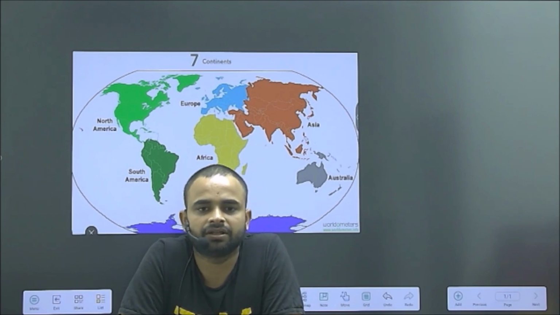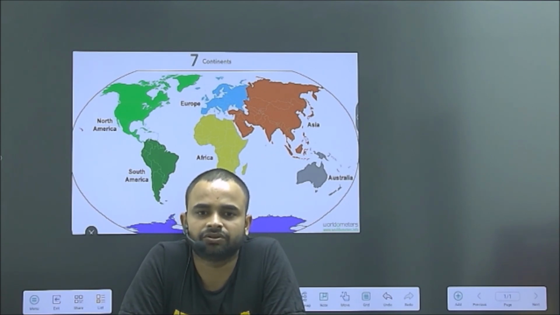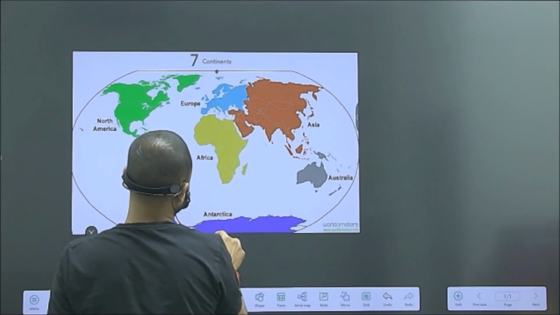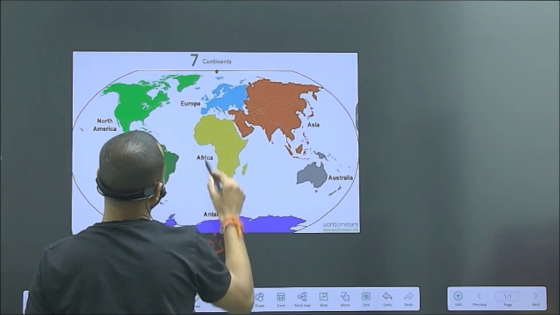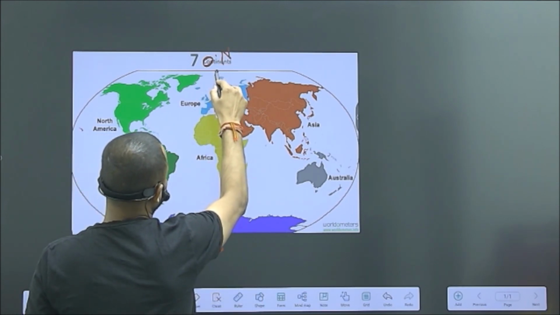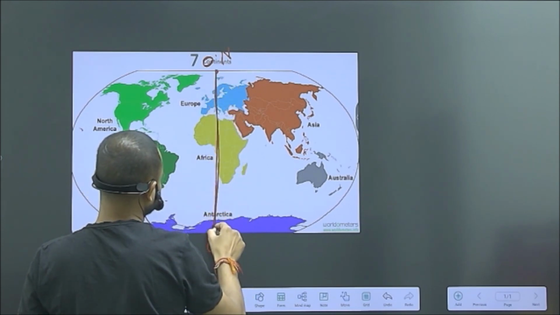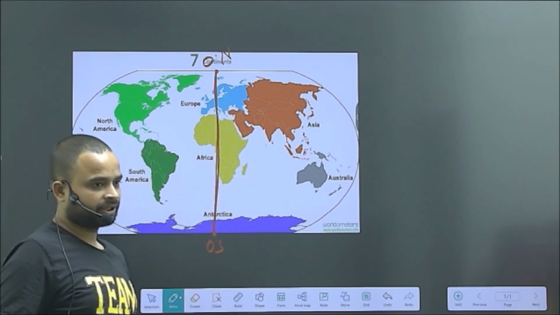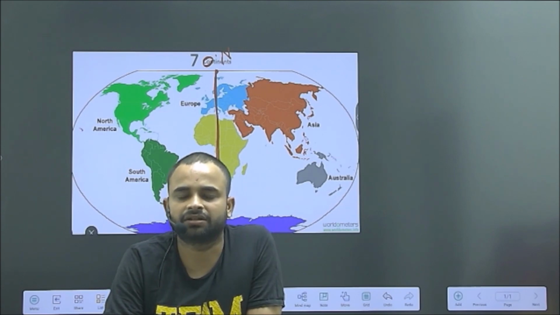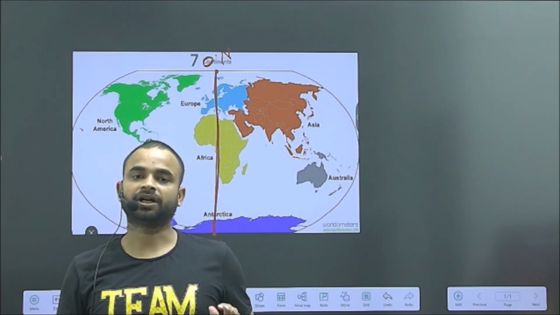Longitude is a vertical line, as I said, but the difference is this: longitude is vertically located. That means here 0 degree, here 0 degree, 0 degree south, 0 degree north. It divides earth from here. That means 0 degree longitude divides earth into two equal parts, eastern part and western part. But latitude divided earth into two parts, southern part and northern part.